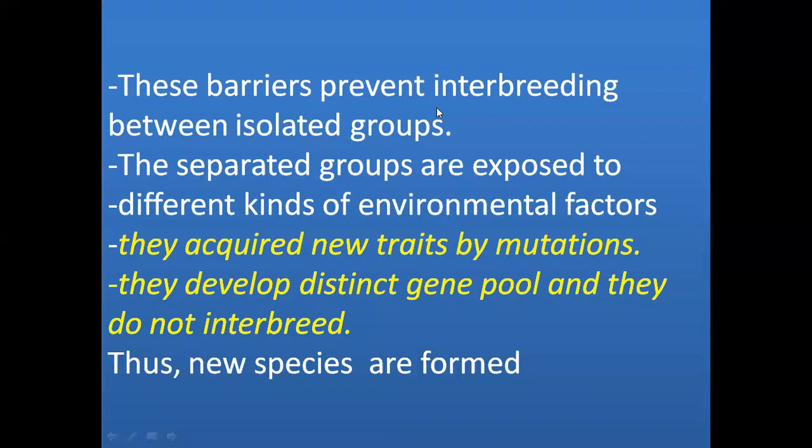These barriers prevent interbreeding. They cannot mate. The separated groups are exposed to different conditions of environmental factors. They acquire new traits by mutation. By different changes in the genes, new characters appear in them. So they develop a distinct gene pool and they do not interbreed, and a new species is formed.